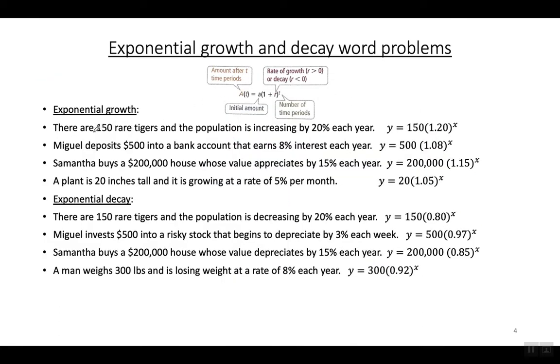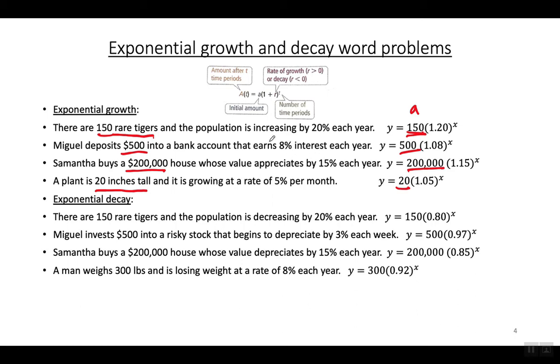Okay, so for example, in all these word problems, this is the initial amount. Like in this example, there are 150 rare tigers and the population is increasing. Let me start with the initial amount. There are 150 rare tigers. 150 is my initial amount. That's always what A is. Miguel deposits $500 in the bank. That's my initial amount. Samantha buys a $200,000 house. That's my initial amount. A plant is 20 inches tall. That's my initial amount. That's always where A is.